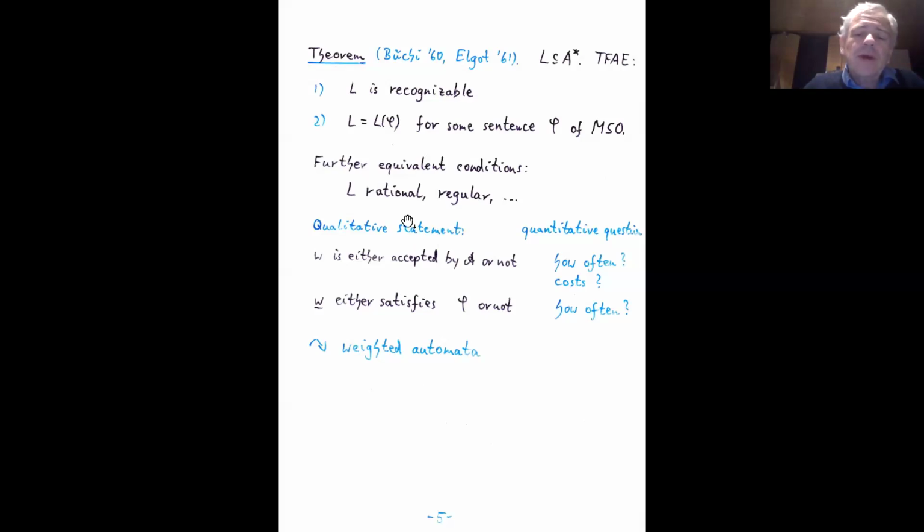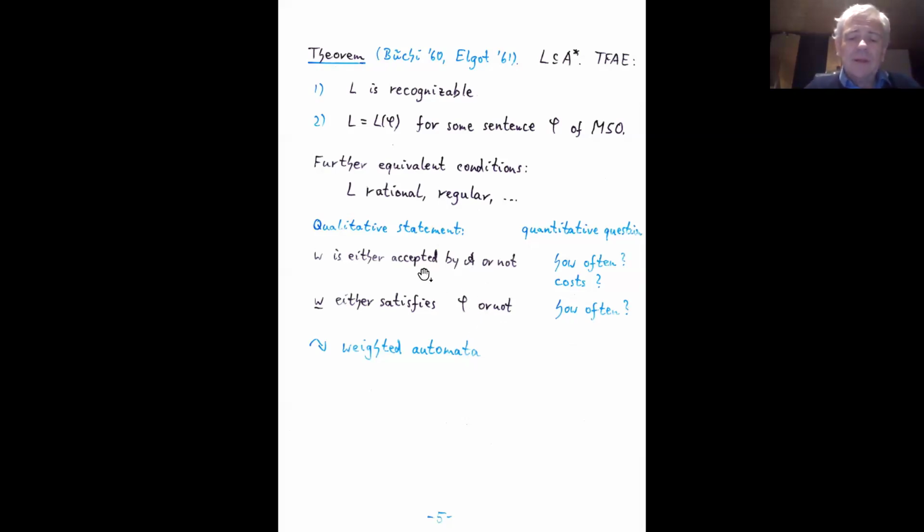Notice that here we have a qualitative statement, both here and here, because this means there is an automaton which accepts L, and the word is either accepted by this automaton or it's not. And here L is the language of all words satisfying the sentence, and again a word either satisfies the sentence or it does not. And now I want to come to a quantitative question. How often is the word accepted by the automaton, or how much does it cost to execute it? And here I want to talk about how often W satisfies phi. Which might sound strange from the logic point of view, but we will give this a precise meaning.